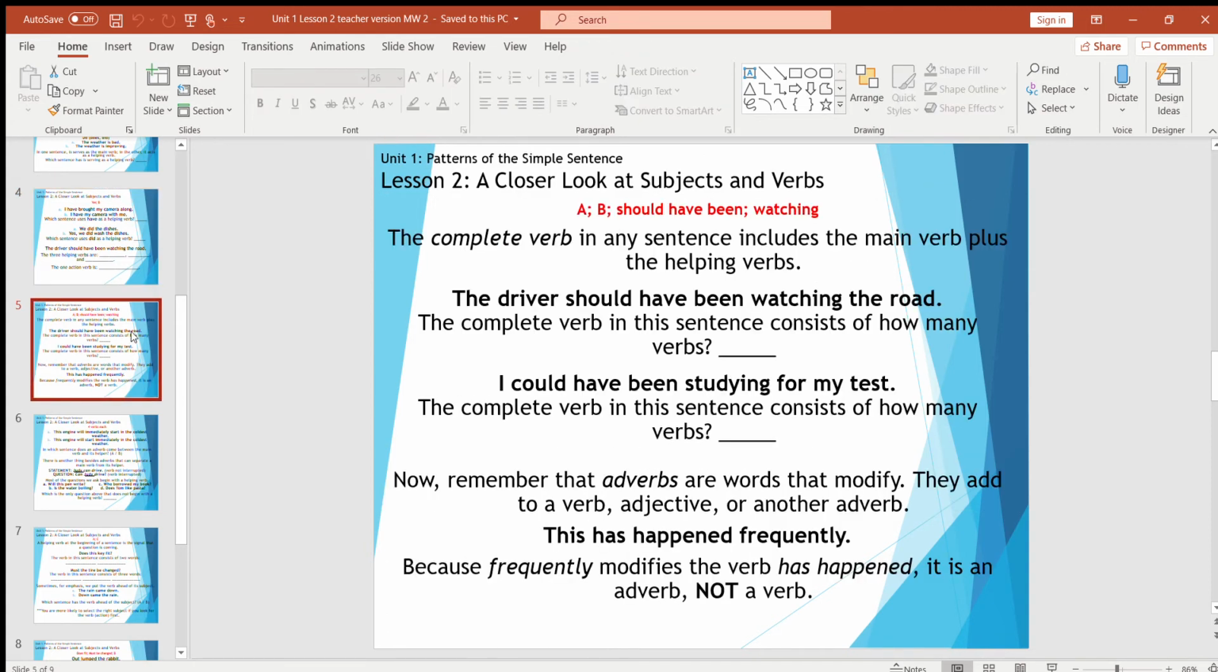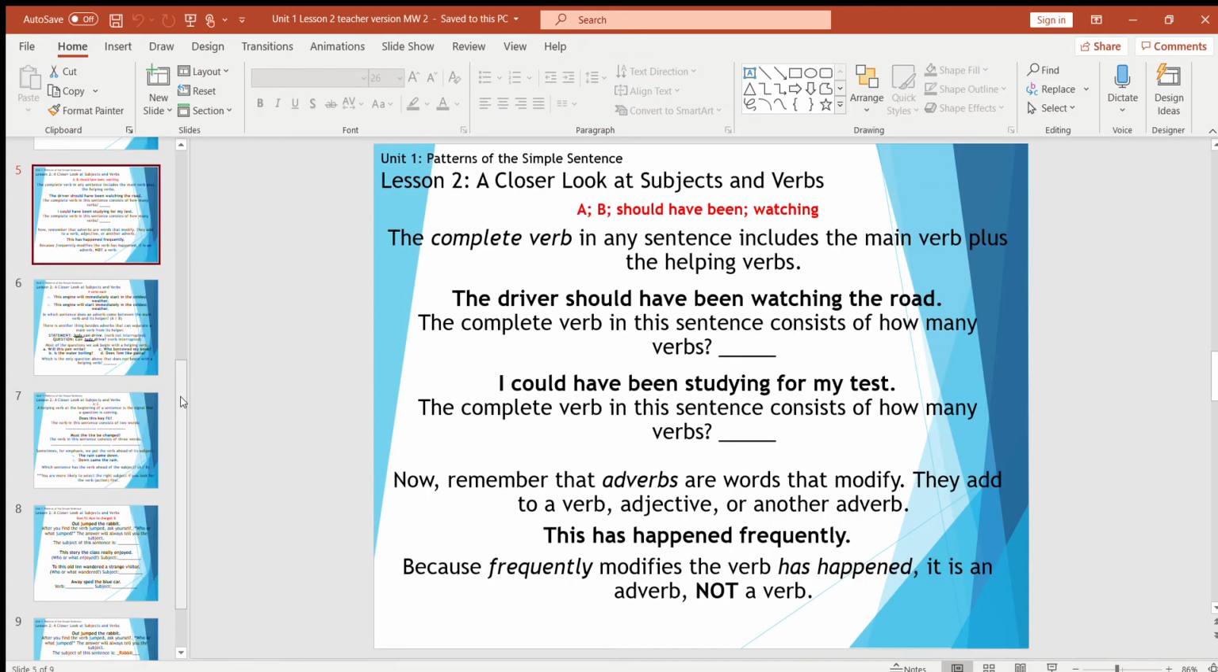Okay? So the complete verb in any sentence includes the main verb, that action word, plus all the helping verbs, like I just said. So if the driver should have been watching the road, how many verbs consist of the complete verb in the sentence? Should have been watching. That is 4. I could have been studying for my tests. Again, complete verb. How many verbs do we have here, both between the action and the linking verbs? Could have been studying. 4 again. Notice again, they're next to each other, but that is not always the case. 95% of the time, though, that is the case, but there are exceptions. There's always exceptions in English.